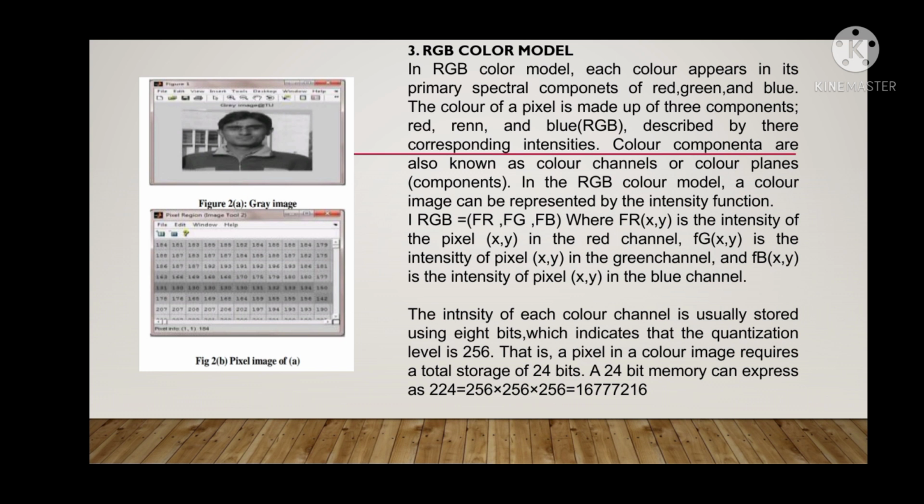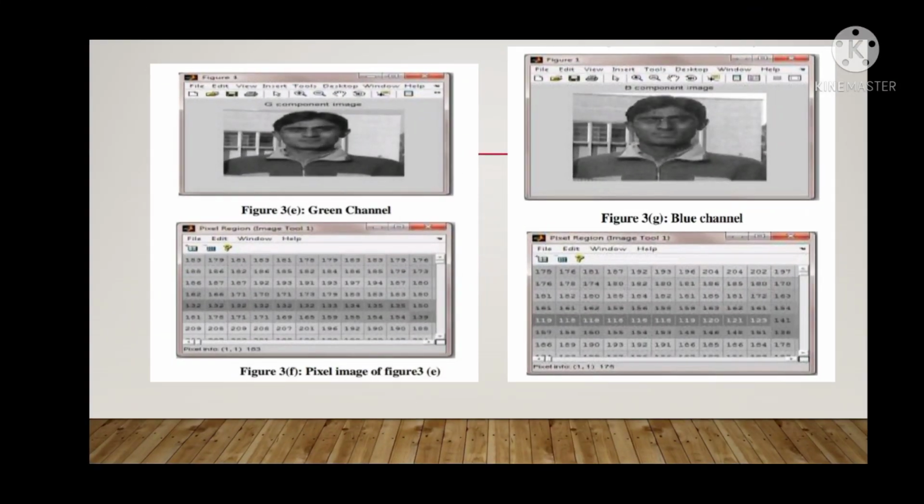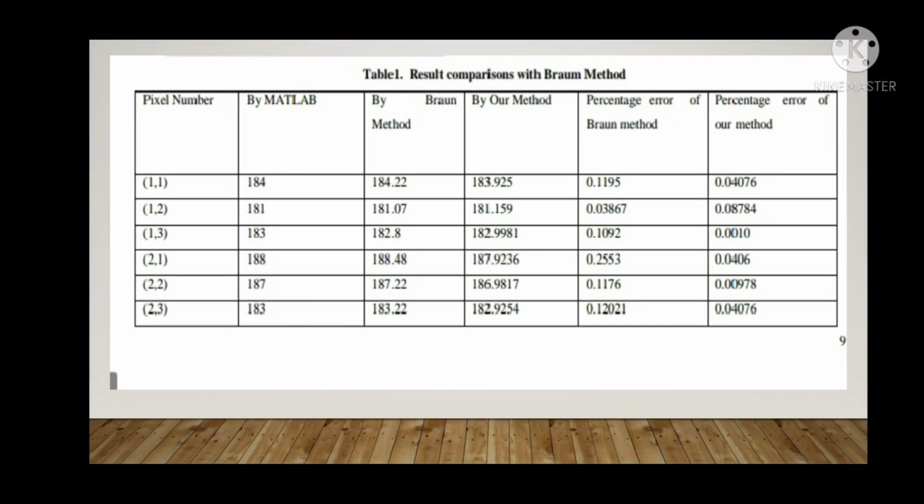A 24-bit memory can express 2^24 = 256 × 256 × 256 = 16,777,216 colors. This picture represents the RGB color model. Figure 3e, green channel. Figure 3f, pixel image of Figure 3e. Figure 3g, blue channel.